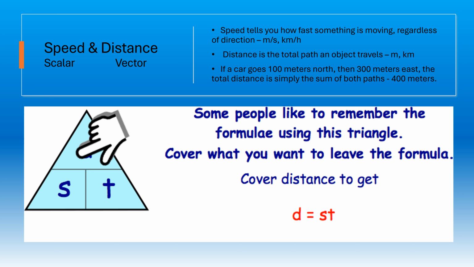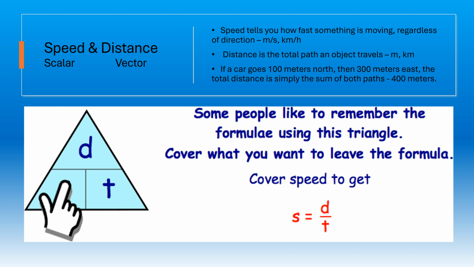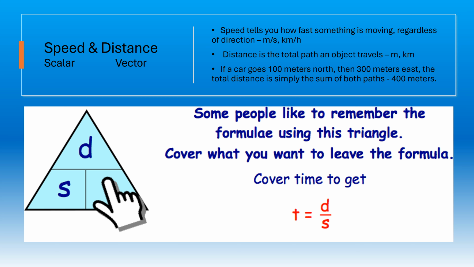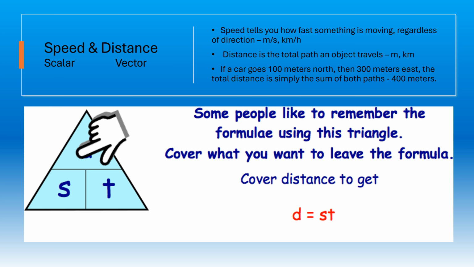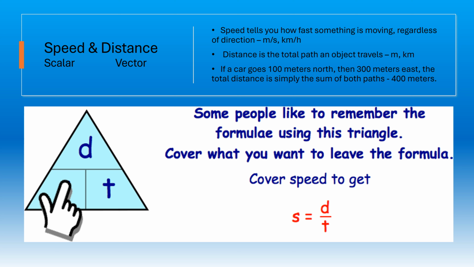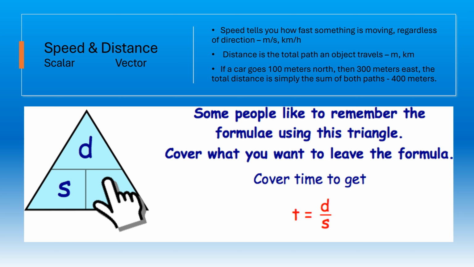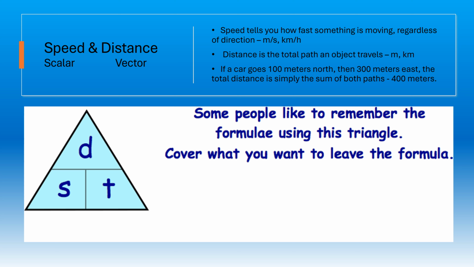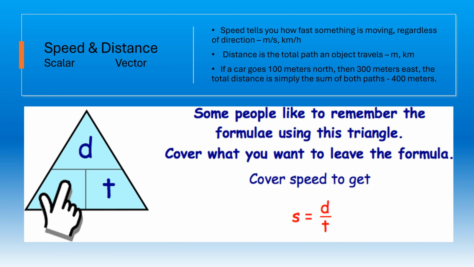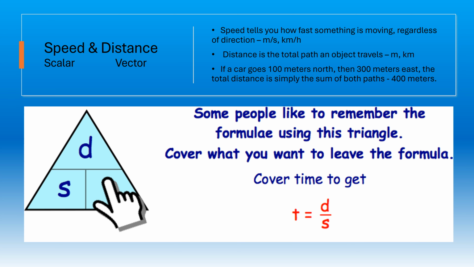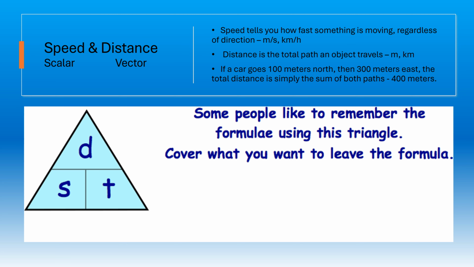Now, some people like to remember this formula when calculating speed, distance, and time. This is called the speed, distance, time triangle. When you cover the letter you want to find, like if you want to find the speed of something, you cover speed, and the remaining two letters would be distance and time, and distance is over time, so you divide distance by time.